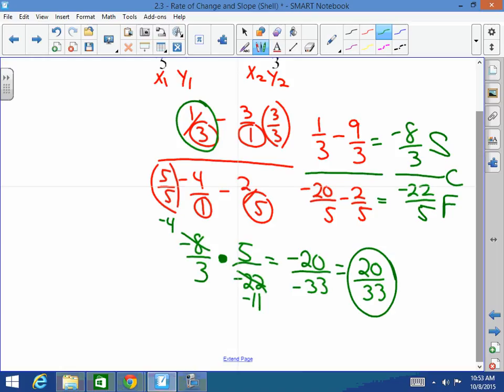Yeah, in that case, sometimes you have to multiply both to change them. Sometimes you just have to multiply one. Thank you for your honesty, sir.